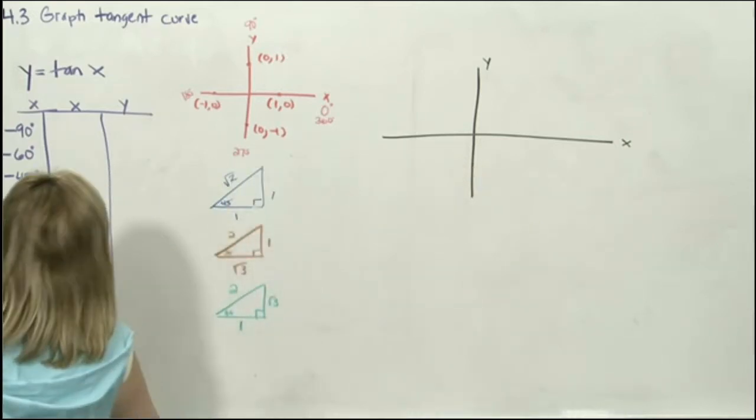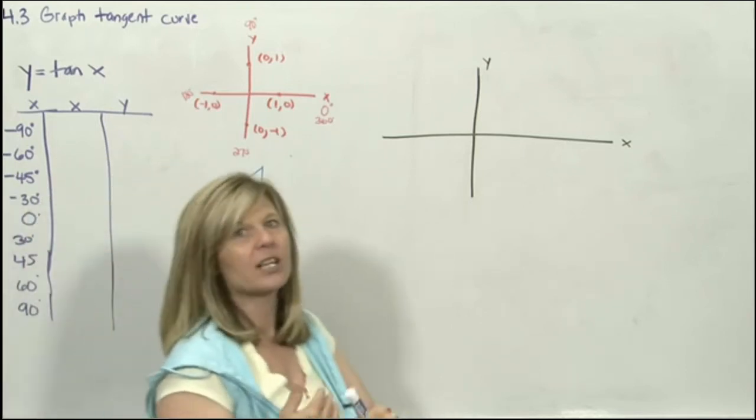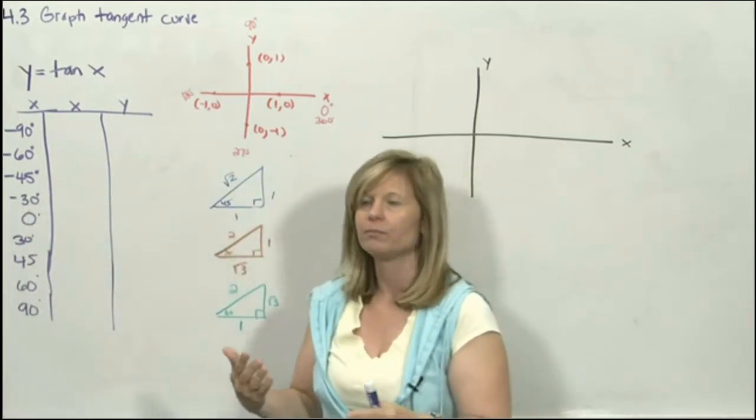So in your notes, you have a pre-set up t-table. And I've picked out the angle measurements we're going to use. Now to graph tangent, if you look, I'm not going from 0 to 360. I'm using some positive angles and some negative angles. And there'll be a reason why in a minute when you see the curve.